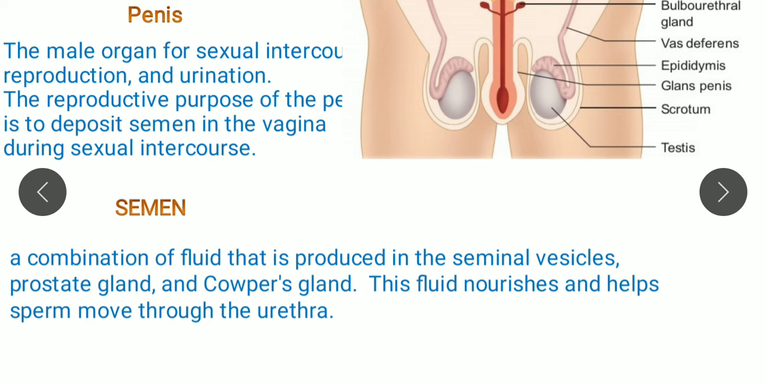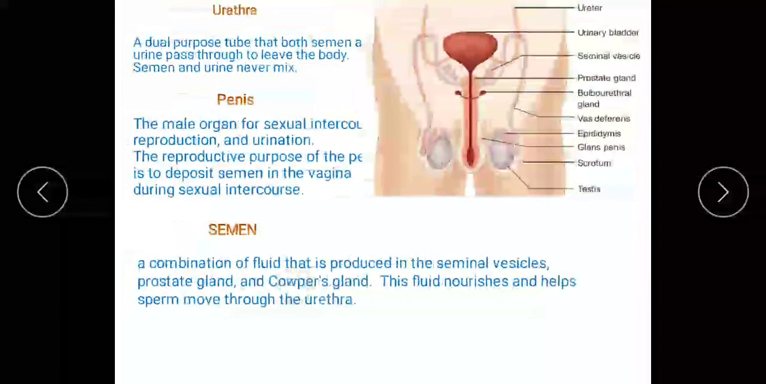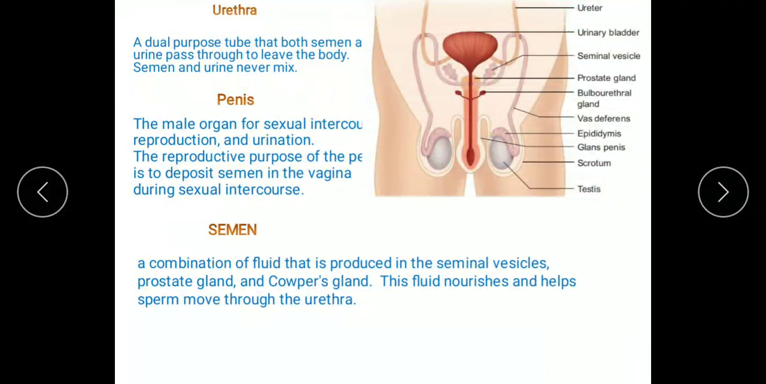Next question: what are the components found in semen? Semen is a milky white fluid which contains sperm and seminal plasma. Seminal plasma is the secretion from the seminal vesicles, prostate gland and bulbourethral glands, collectively called seminal plasma.